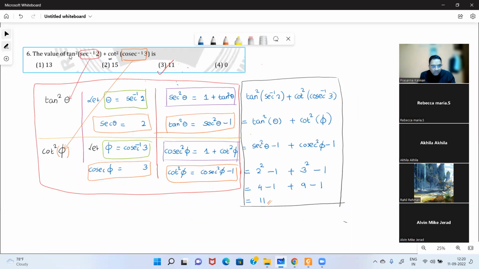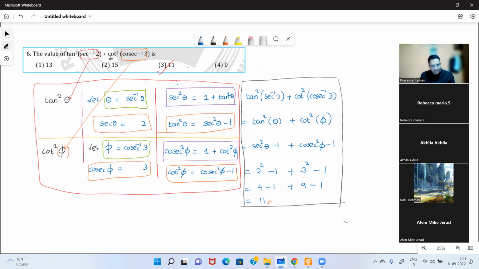We need to find the value of tan square secant inverse 2 plus cot square cosecant inverse 3. This is a very important type. Secant inverse 2, I will take as theta, so I need to find tan square theta. Secant theta becomes 2. We know the identity: secant square theta is equal to 1 plus tan square theta. So tan square theta will be secant square theta minus 1. Clear?